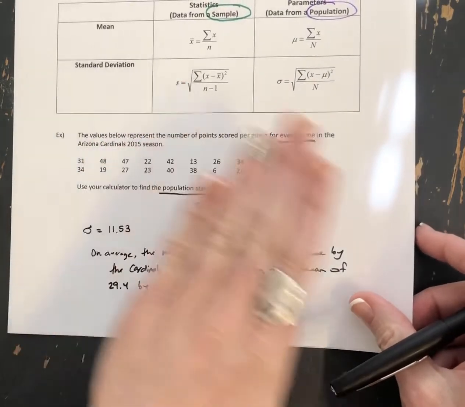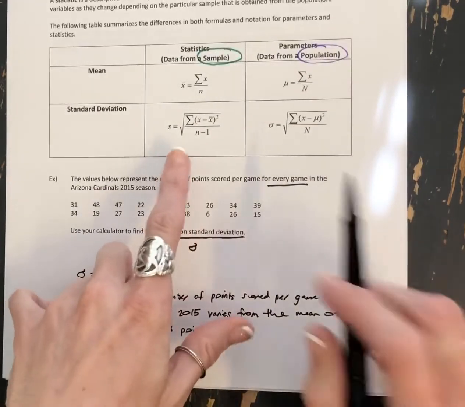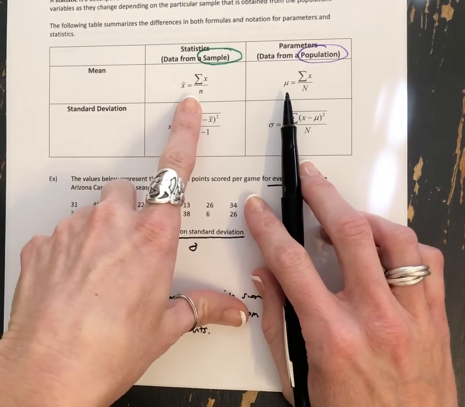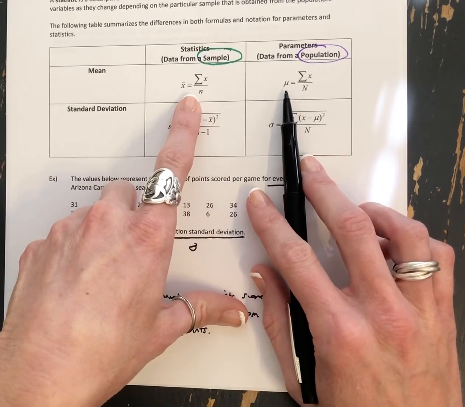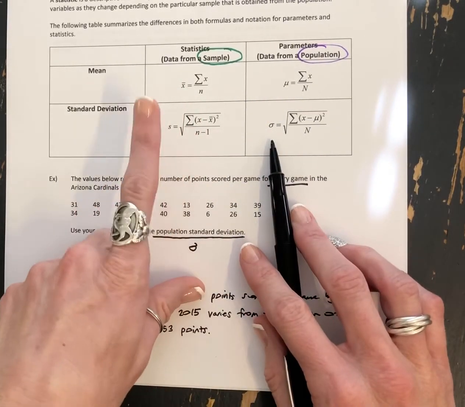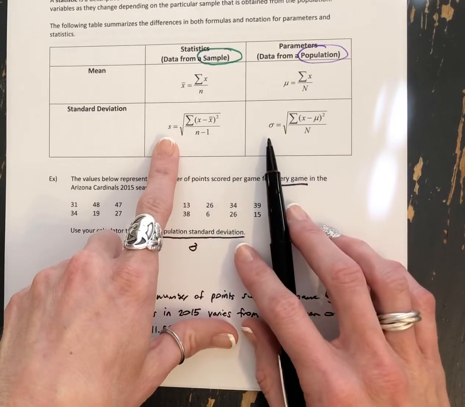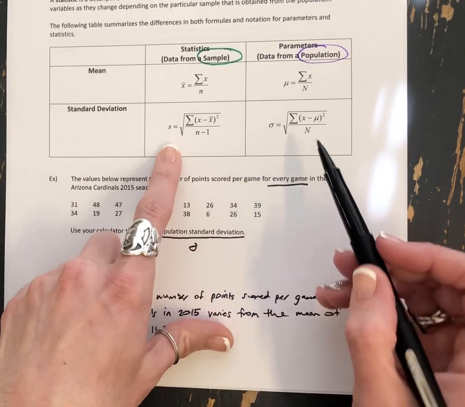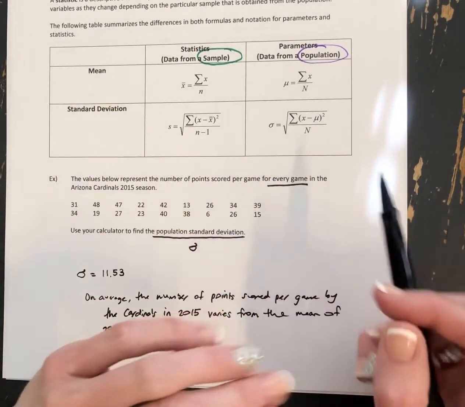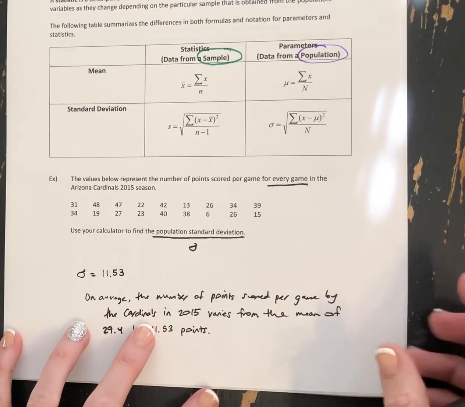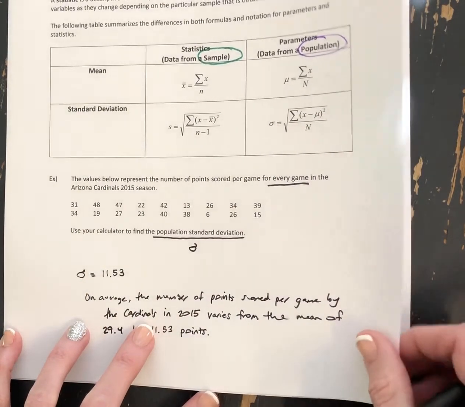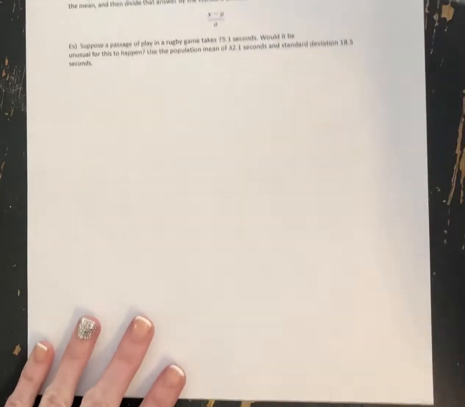Okay, so the main thing there I just wanted you to make sure to get is that we have different notation for sample mean and population mean, and different notation for sample standard deviation and population standard deviation. That is going to be really important as we move to the rest of the content in the course.